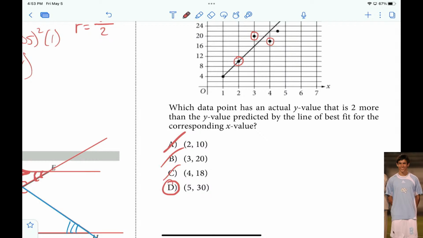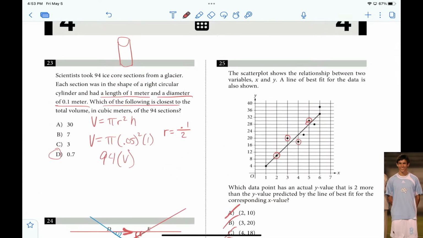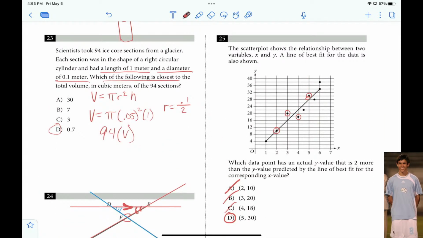The answer is D. So again, even though this question is number 25, and yes, the math does get more difficult as you go through it, it doesn't mean that every problem at 25, 28 is going to be some super complicated thing. So again, don't overthink some of these things. So yes, sometimes they will be that easy.